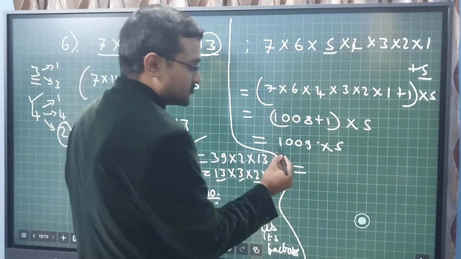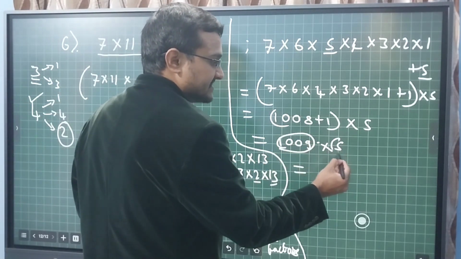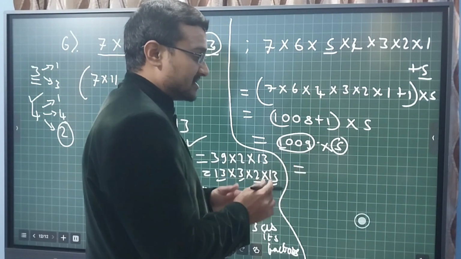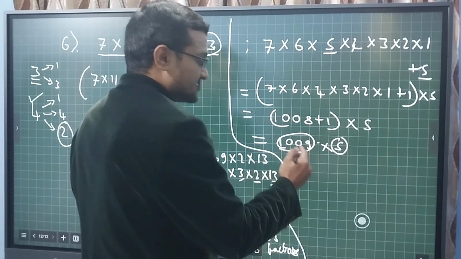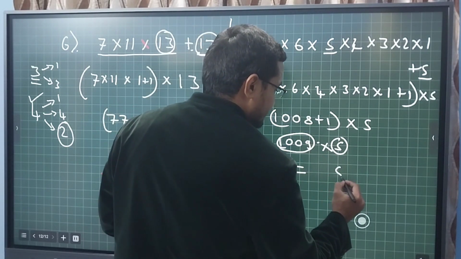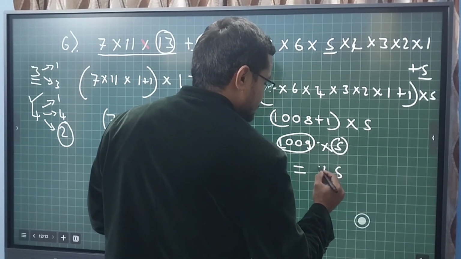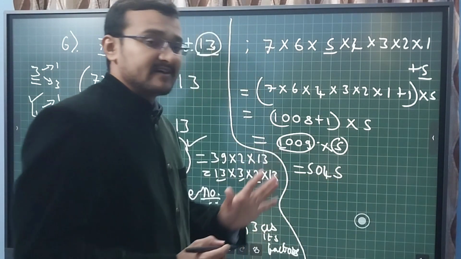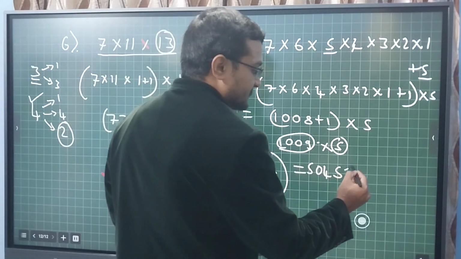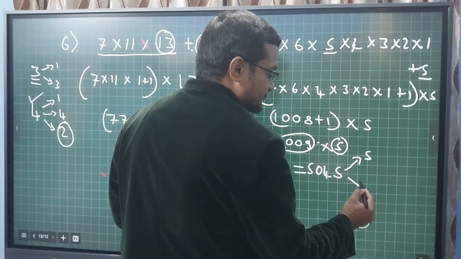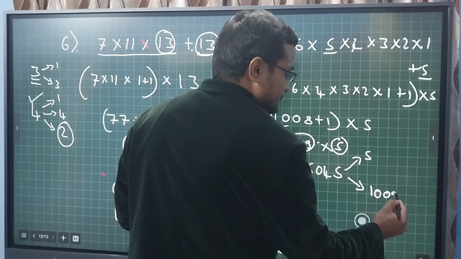So when you solve this, you will get 1009 into 5. Here 1009 is a prime number and 5 is also a prime number. When you multiply 1009 into 5, 5 9s are 45, 4 carry, 5 zeros are 0, 5 ones are 5. So you're getting 5045, and this 5045 has 5 as its factor and 1009 also as its factor.